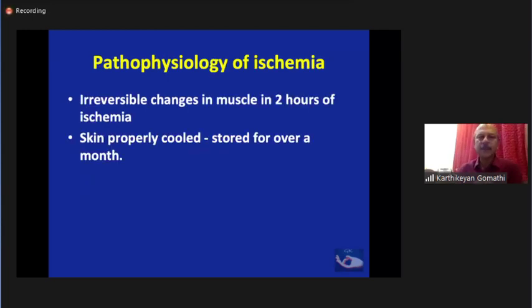Now, we'll go into the pathophysiology of ischemia. We all know that different tissues react differently to periods of ischemia. For instance, in muscle, within 2 hours of ischemia, irreversible changes will start. Whereas the skin is more resistant to ischemia, and if stored properly, it can be stored for even up to a month with no loss of viability of the cells. So, in this situation, we need to understand the different parts of the amputated hand. They react differently to ischemia.